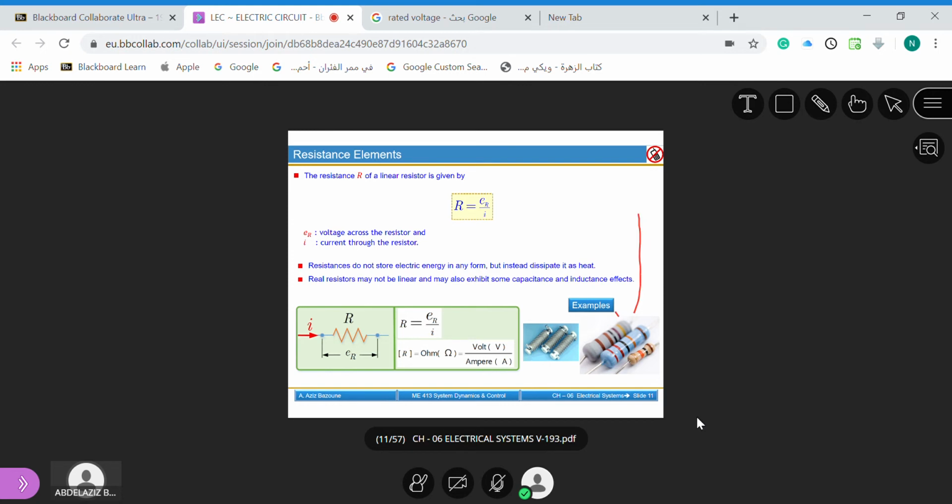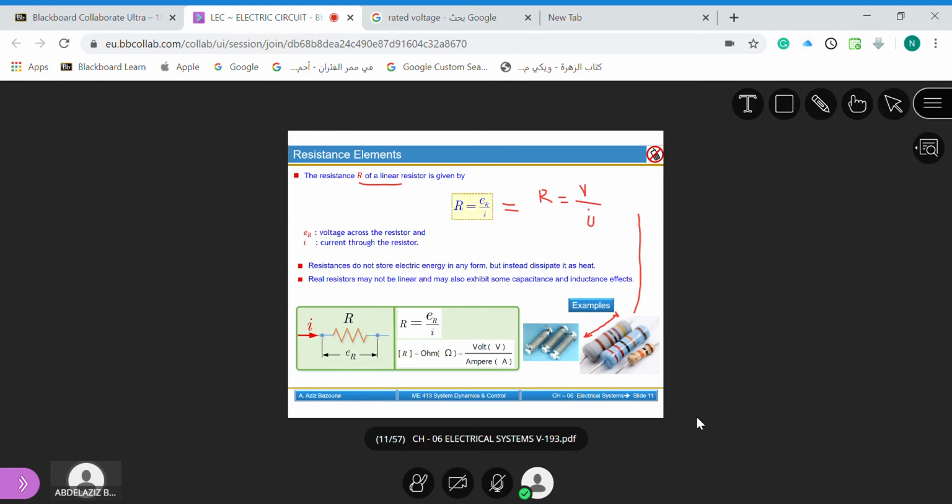They do not go beyond 1 to 2 centimeters. Maximum is 2 centimeters, the size from here to here. So it's a linear resistor. We deal with a linear resistor, and it is given by V over I. The resistor R is equal to V over I, the voltage across divided by the current passing through.